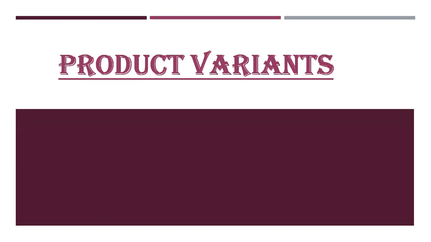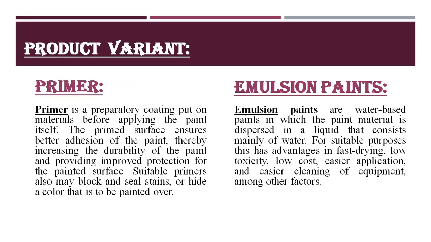Then I will talk about product variants of paints. First of all, primer. Primer is a preparative coating put on materials before applying the paint itself. The primer surface ensures better adhesion of the paint, thereby increasing the durability of the paint and providing improved protection for the painted surface. Suitable primers also may block and seal stains or hide a color that is to be painted over.